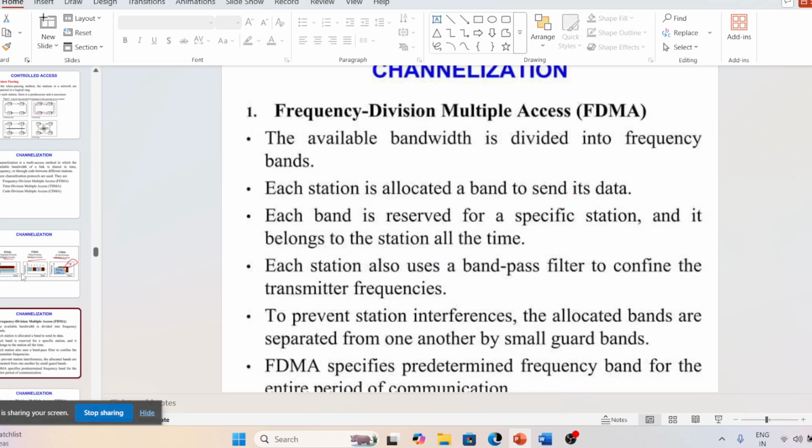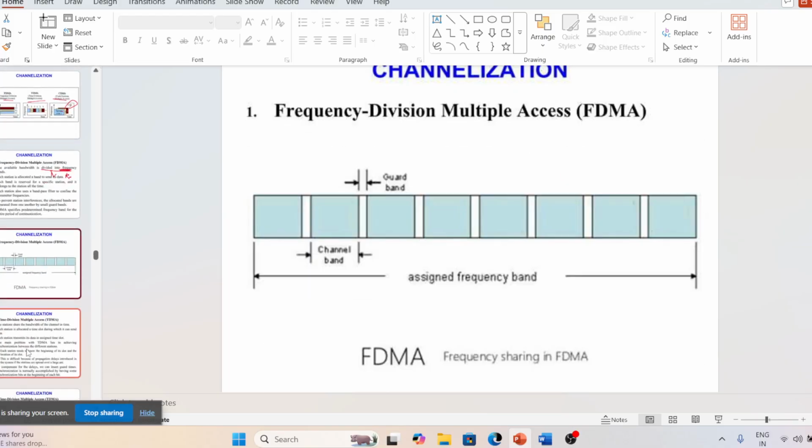So in FDMA what happens? We are having a different bandwidth, and this is divided into frequencies. अलग अलग frequencies होते हैं. जैसे रेडियो होता है, रेडियो की अलग आपकी फ्रीक्वेंसी होती है. एफएम होता है, उसका अलग होता है. जो आपके टीवी के जो सिग्नल्स होते हैं, उनकी अलग फ्रीक्वेंसीज होती है. So like this, this is my frequency division multiple access.